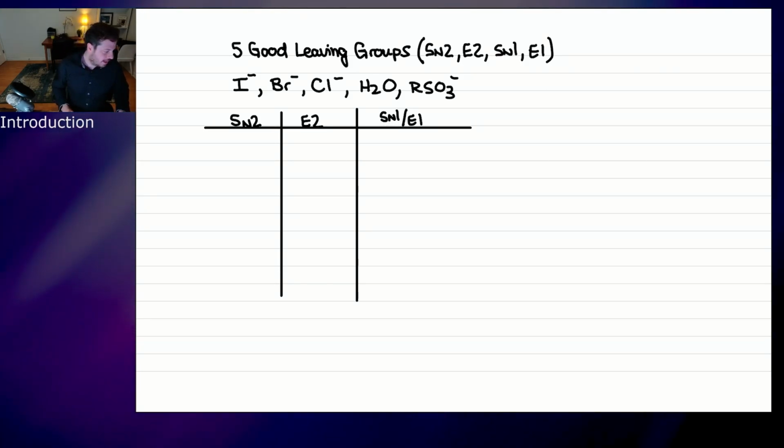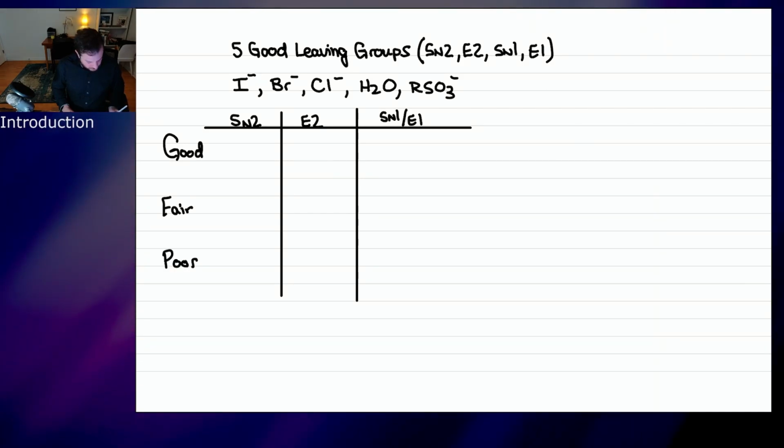Okay. And now for each column, you're going to have to rank a putative reaction as good, fair, or poor. So this will be good, fair, or poor. And there's also a not applicable category for each reaction. Actually, there is no NA for the SN1 column, but for the first 2 columns, there's an NA condition that you need to pay attention to as well.